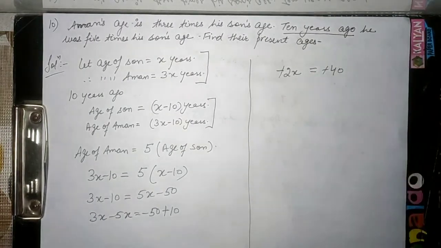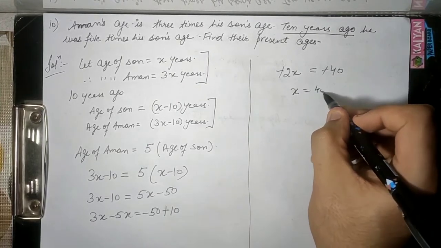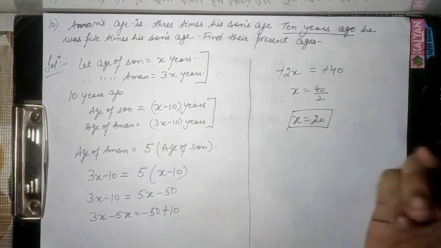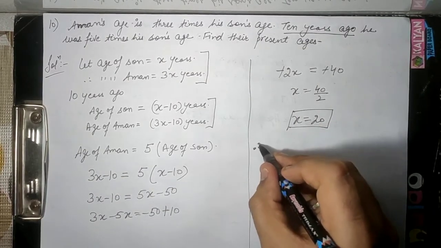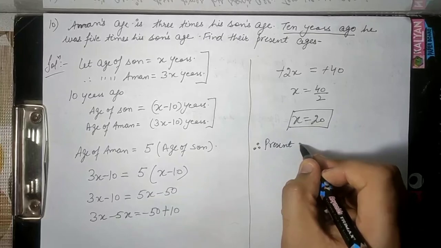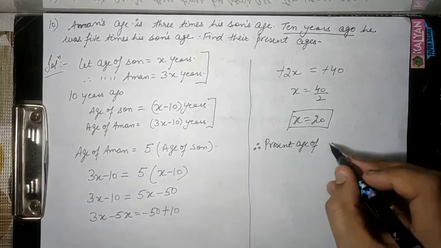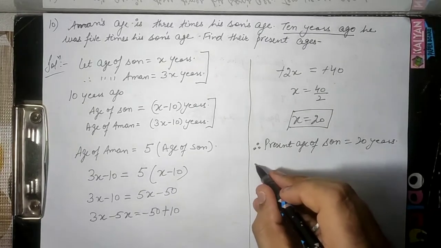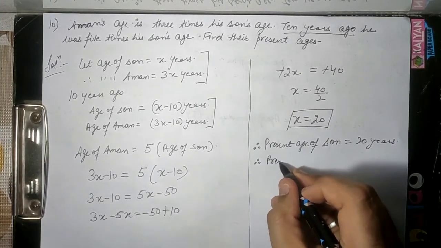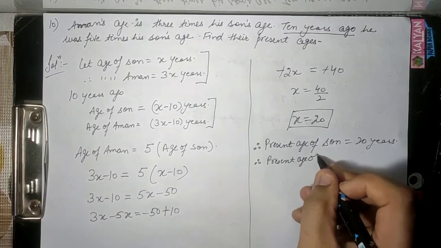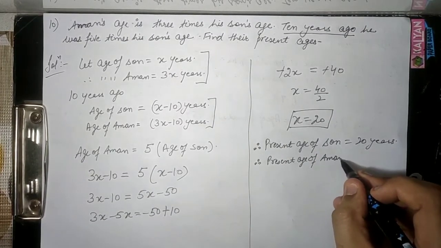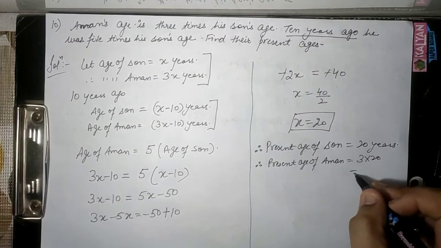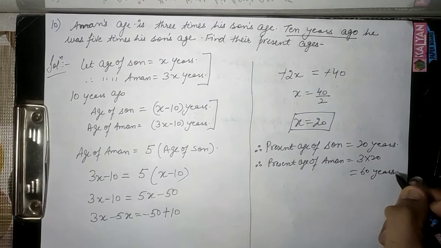This minus will cancel out. 2 will go to the denominator. So x will be 20. So therefore present age of son is 20 years, and present age of Aman, which is 3 times x. So 3 into 20, that is 60 years.